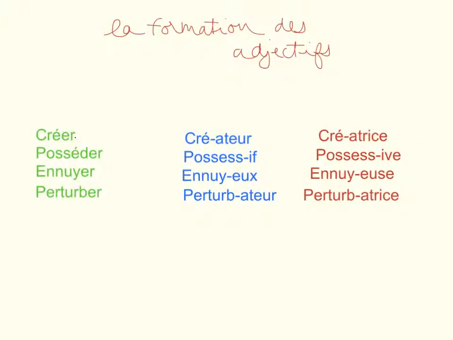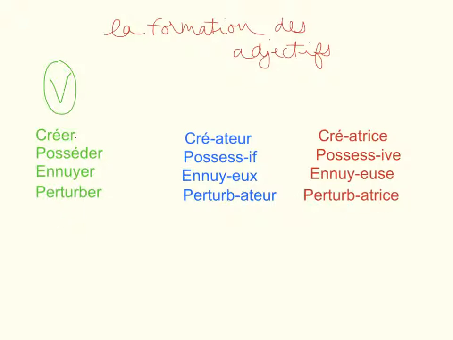Bonjour. Today I would like to take a look at the formation of adjectives in French, especially the ones that stem from verbs. On the left, you have a list of verbs: créer, to create; posséder, to possess; ennuyer, to bore; perturber, to disturb. All these are verbs, and out of these four verbs, we get adjectives.